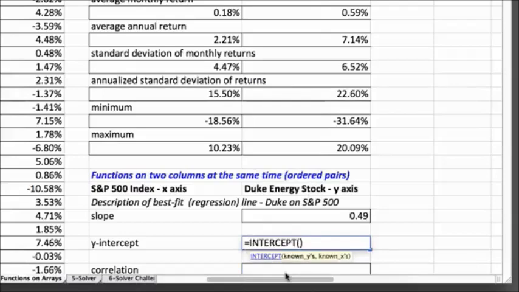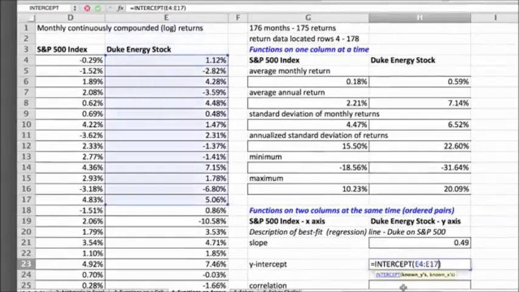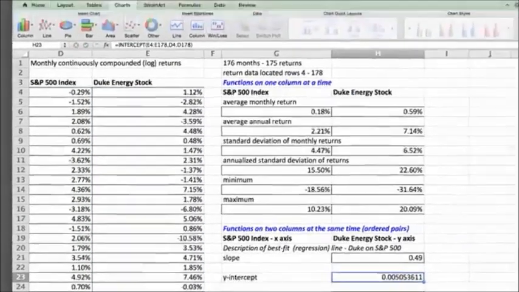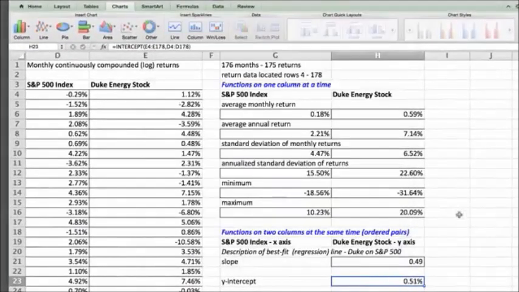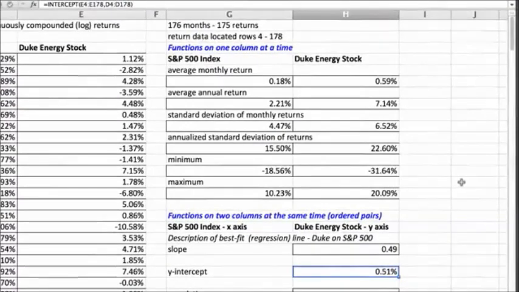And again, I'm going to do my known y's first. So I'm going to do E4 to E178, comma, D4 to D178. And my intercept, as you can see, is slightly positive. And here I think I would like a percentage value. So over this period of 14 years, on average, Duke Energy stock would return about 0.5% if the stock market itself was returning nothing.